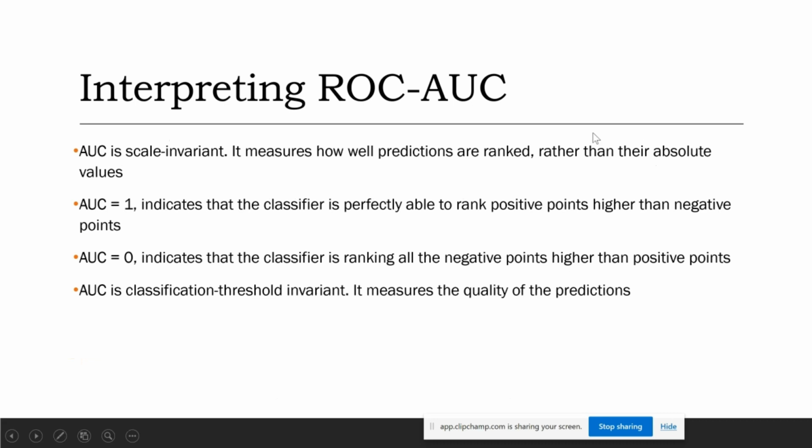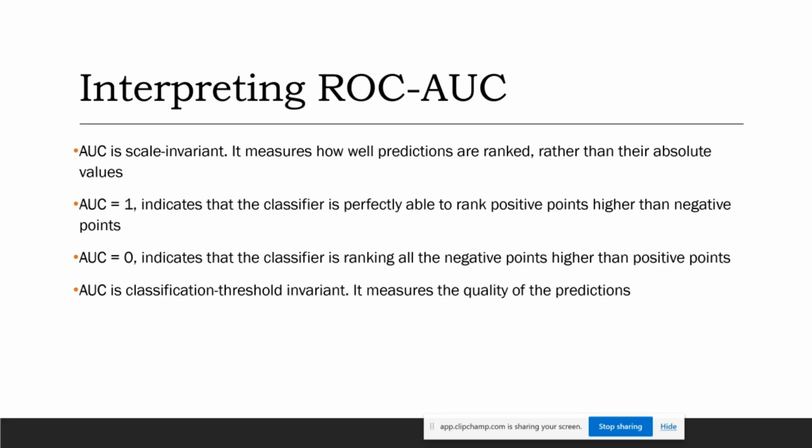Interpreting our AUC scores. AUC score is scale invariant. It measures how well predictions are ranked rather than their absolute values. It does not care about the absolute values of the prediction. It only cares about the ranking of the positive instances compared to the negative instances.